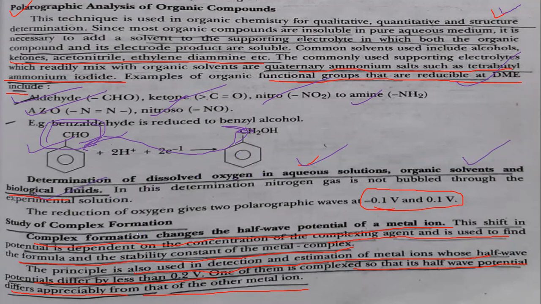Then we can study complex formation, or the changes taking place during complex formation, through the half-wave potential of the metal ion. This shift in potential depends on the concentration of the complexing agent. It is used to find out the formula and the stability constant of metal ion complexes. The principle is also used in the detection and estimation of metal ions whose half-wave potentials differ by less than 0.2 volt. One of them is complexed, so that its half-wave potential differs appreciably from that of the other metal ion. In this way, this technique has a very large number of applications.